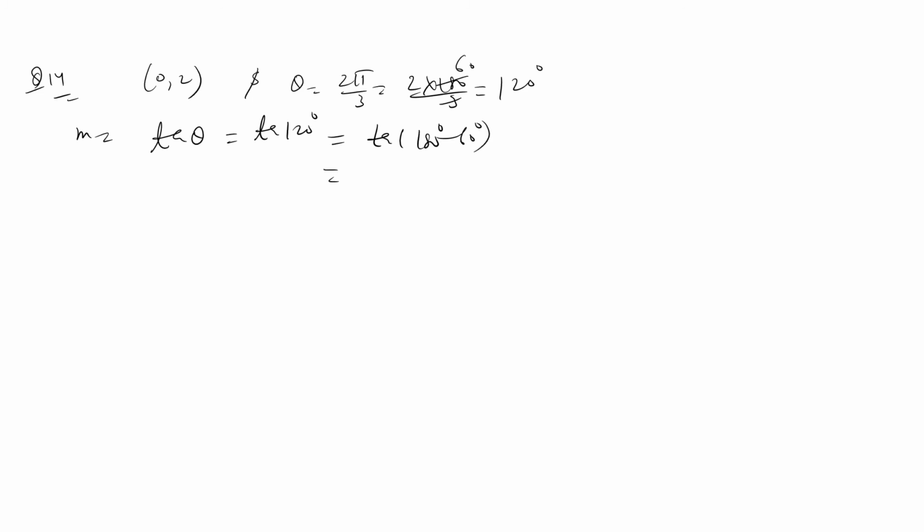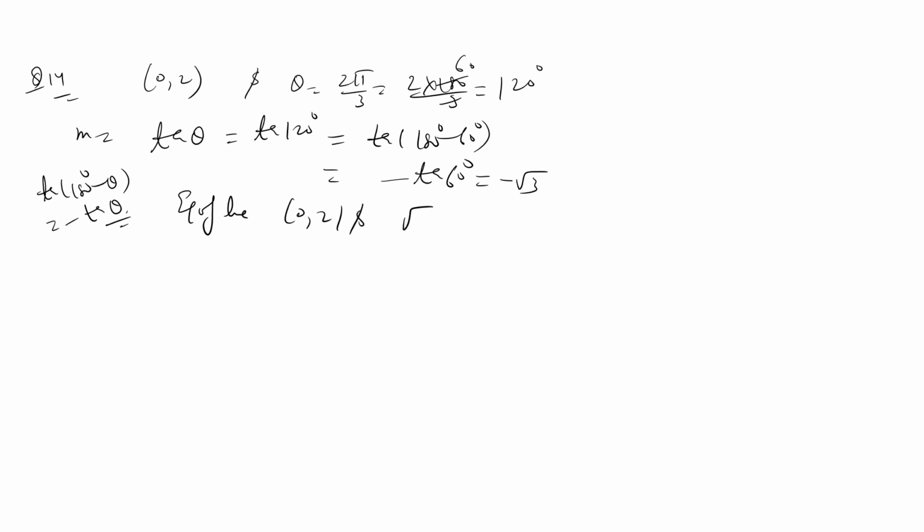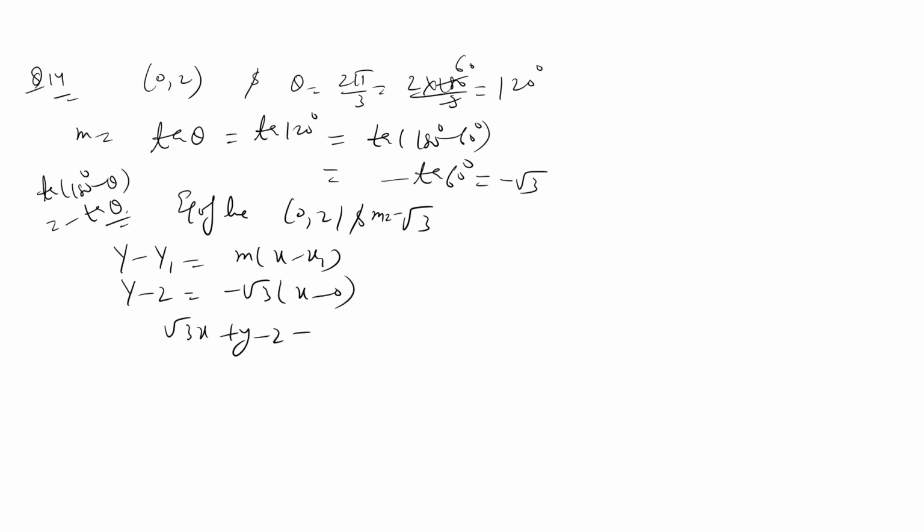So tan 180 minus 60, I told you that day also that you just remember that tan 180 minus theta is minus tan theta, okay? So minus tan 60 degree is minus root 3. So equation of line passing through 0, 2 and slope is minus root 3. Which form should I use? Slope-point form: y minus 2 is minus root 3 times x. So root 3x plus y minus 2 equals 0.